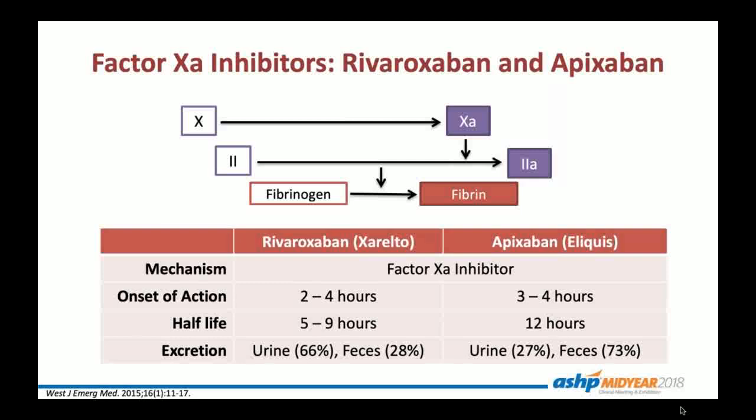Next, I'd like to talk about our factor 10A inhibitors. These agents have gotten more and more attention. Rivaroxaban and apixaban inhibit factor Xa and prevent the conversion of fibrinogen to fibrin. There are differences in excretion as well as half-life.